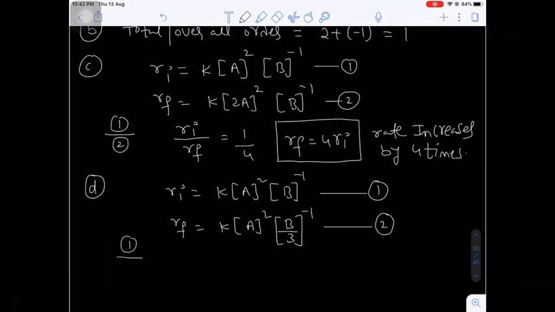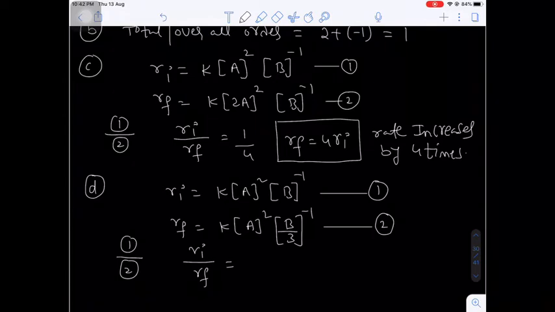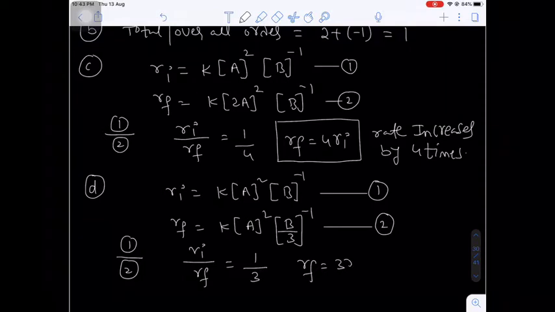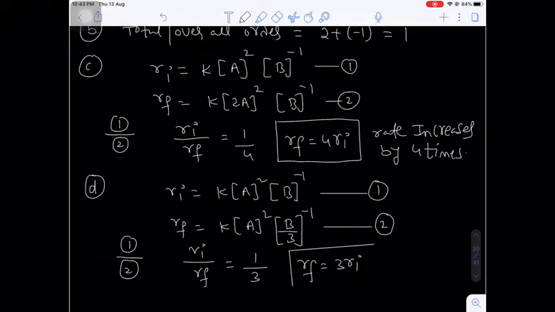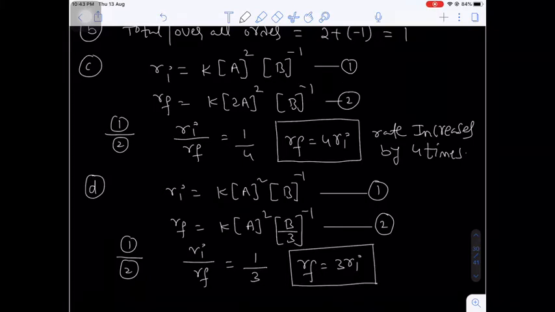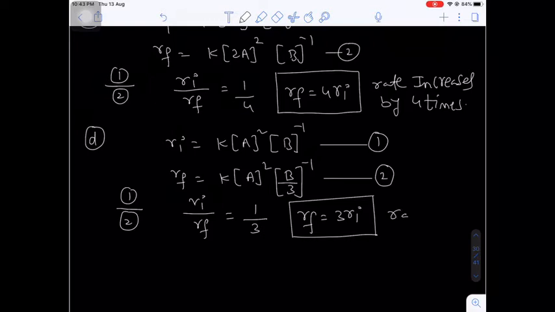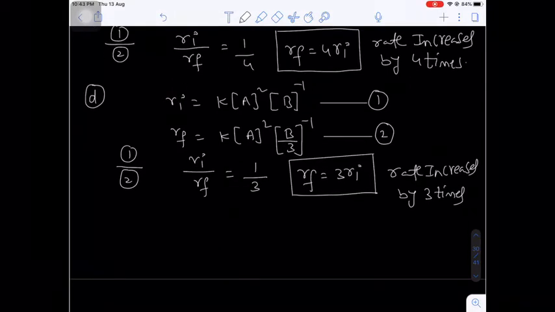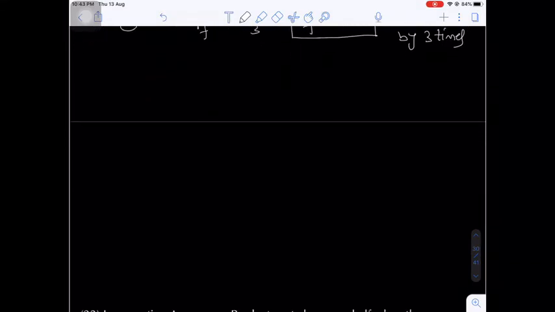Now here if you do equation 1 divided by equation 2, the initial rate by the final rate will be equal to 1 by 3. By cross multiplication, Rf is equal to 3 times Ri. That means the final rate increases by 3 times the initial rate. Yes or no? That means here the rate increases by 3 times. Rate increases by how many times? 3 times. Are you getting my point?